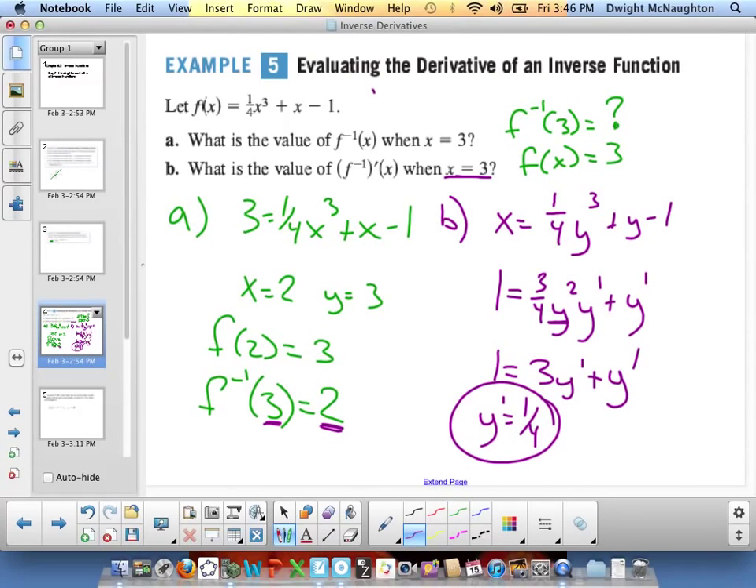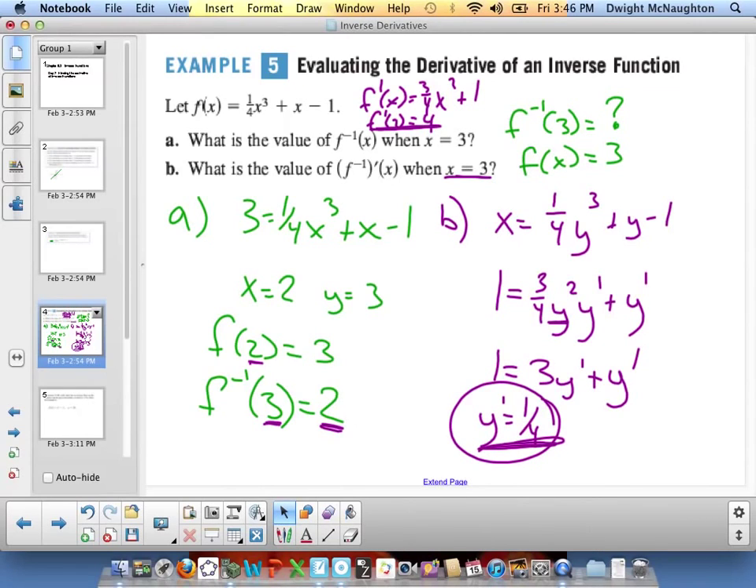All right, the derivative of f would be f prime of x equals 3/4 x squared plus 1. And x is 2. X is 2. So that would be 3/4 times 2 squared, which is 4/4. 3 plus 4 is 4. So f prime of 2 equals 4.